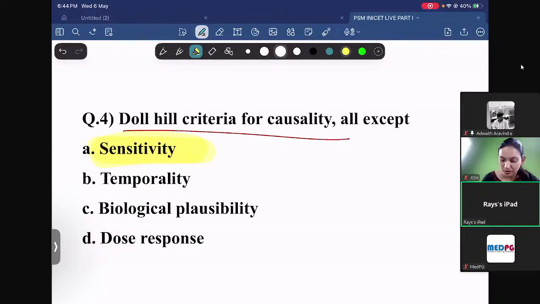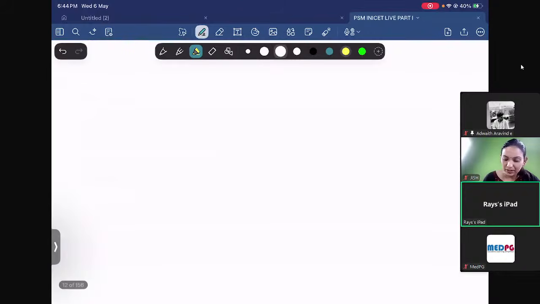Hill's criteria of causality. Which are the criteria? We have 8-9 criteria. We'll just write each one and I'll tell you what each one is. Again, this is also an important area. So, which are the Hill's criteria of causality? The first and the most important criterion of causality is what you call temporality.